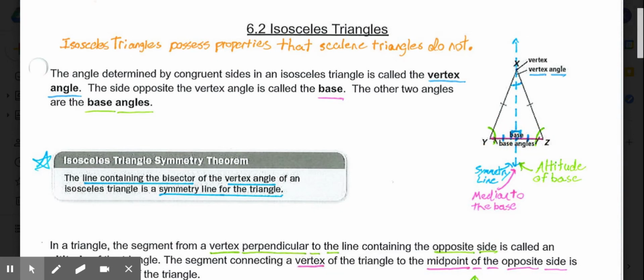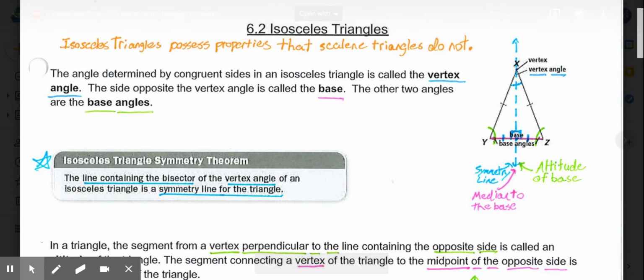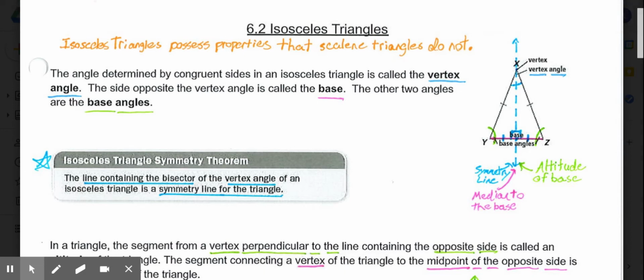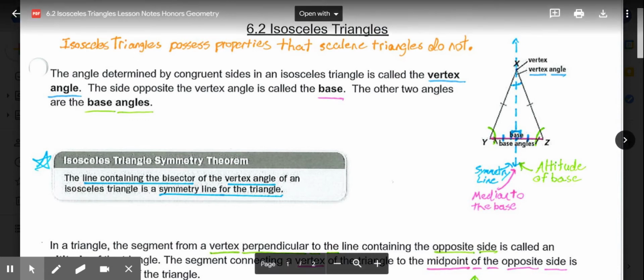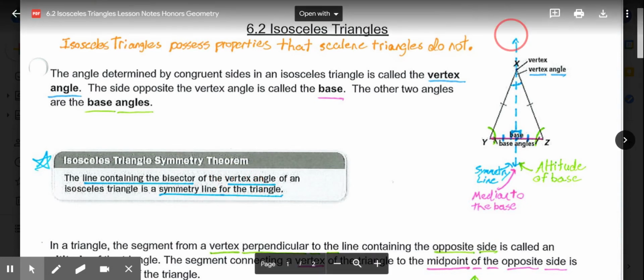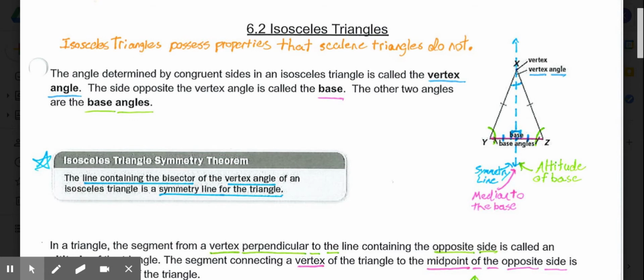The reason we need those vocab terms of vertex angle, base, and base angles is that they come up in our different theorems. So the isosceles triangle symmetry theorem states the line containing the bisector of the vertex angle of an isosceles triangle is a symmetry line for that triangle. So if I draw the perpendicular bisector of my vertex angle, the blue line here that it creates is the symmetry line of that triangle.